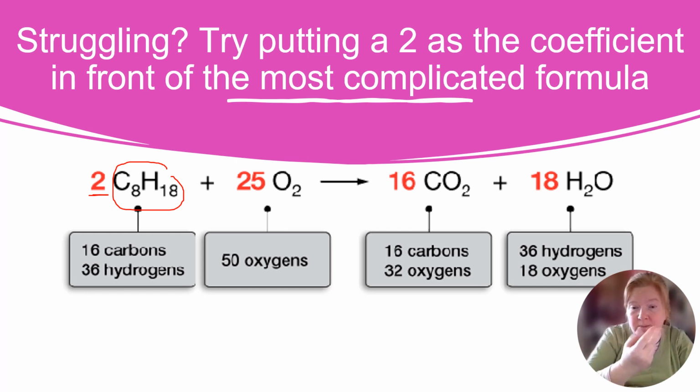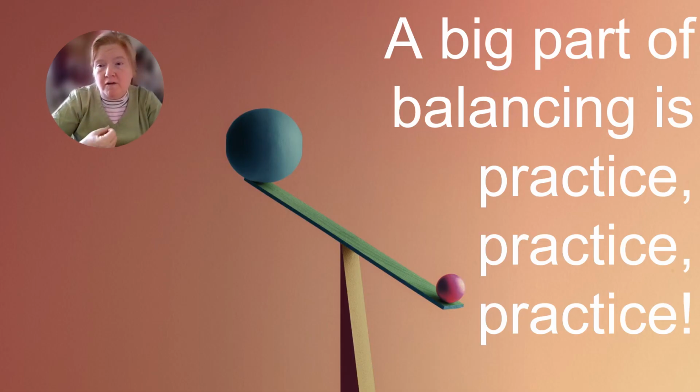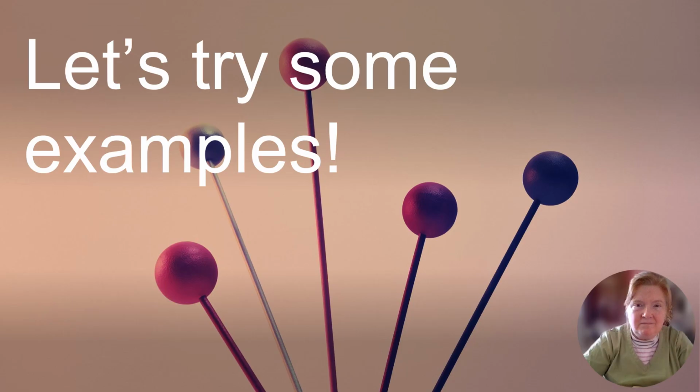If 2 in front of the most complicated formula doesn't work, you can always try 3 or 4, or try a 2 in front of a different formula to start. But sometimes when you're stuck, it helps you get started. Now, a big part of balancing is practice, practice, practice. So let's look at some examples.